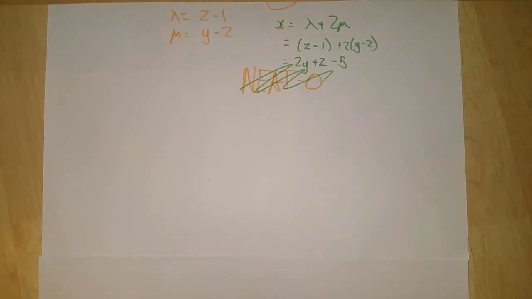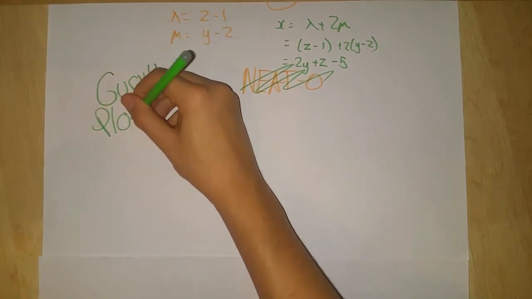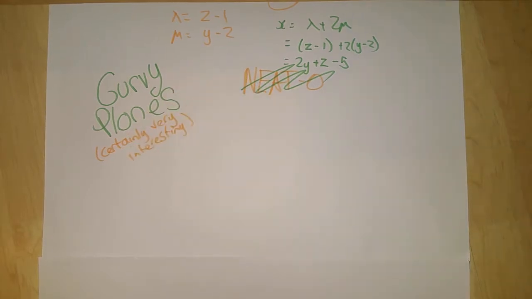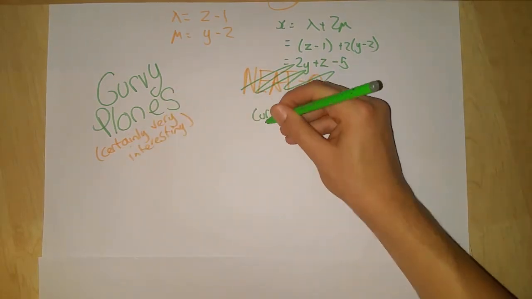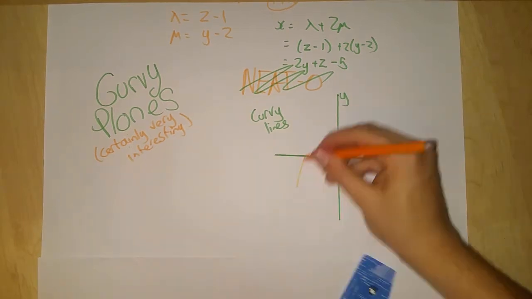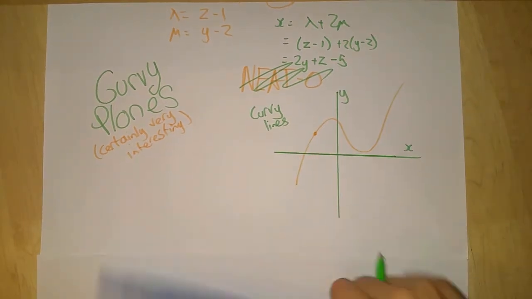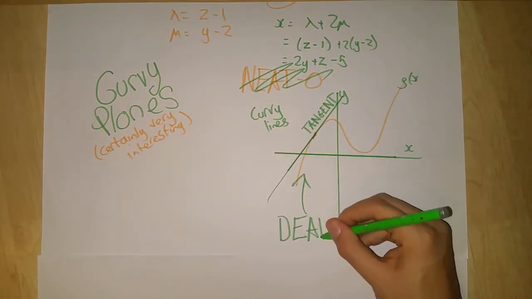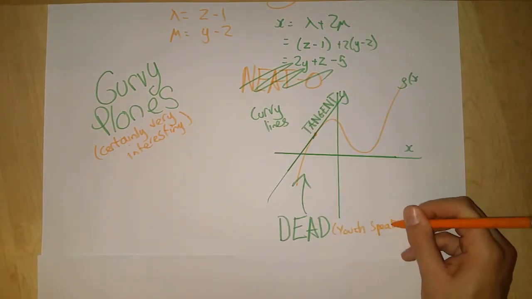So that's flat planes. If we move on to curvy planes, things get certainly very interesting. Curvy planes are extremely interesting because of how we can differentiate them. If we look at curvy lines in 2D space, you can differentiate them at any point to get a tangential line. That is dead. That's youth speak.